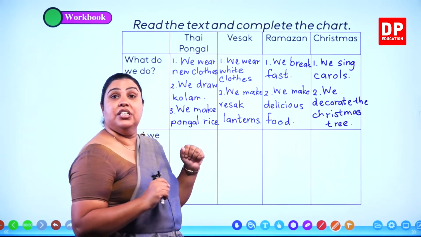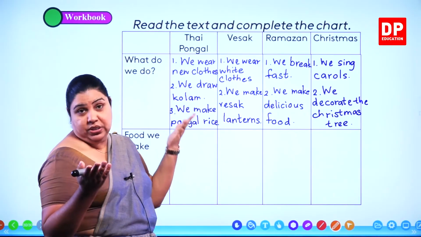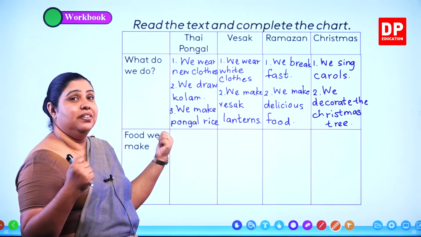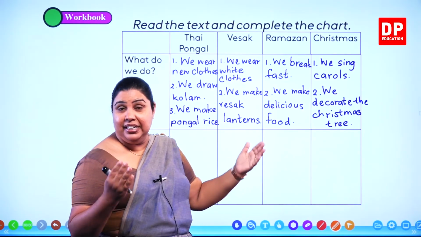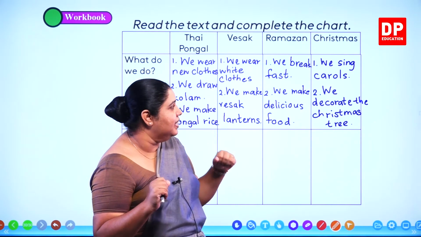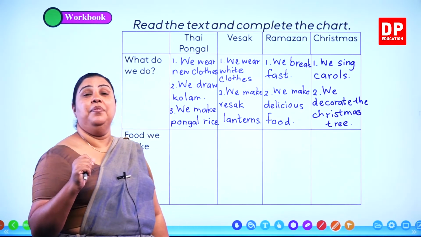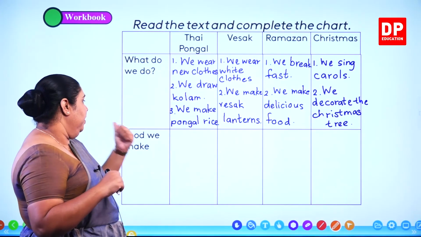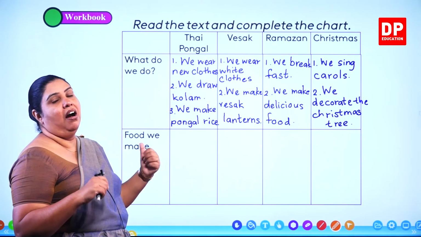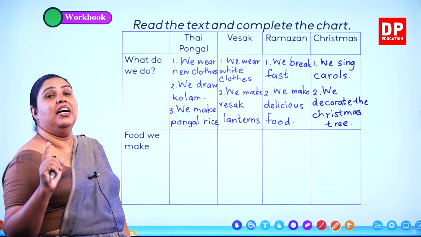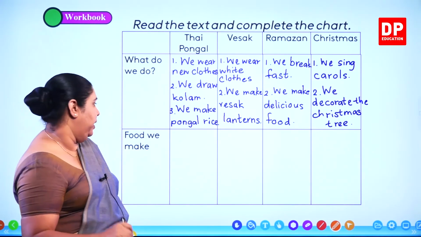We make delicious food, okay? Then at that time also you can see we wear beautiful new clothes, right? And we share food with relatives and friends. Then for Christmas, we sing Christmas carols, we decorate the Christmas tree, right? We make Christmas goodies, you can write anything. Food we make. Now, Thai Pongal Day, what are the food items that you make?